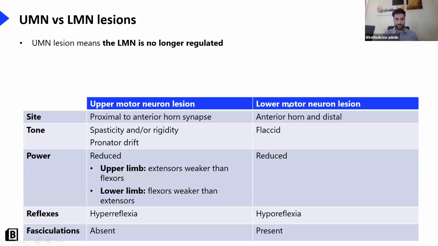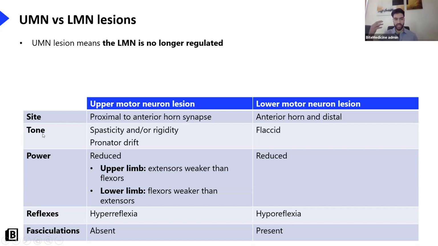Good. So why do we have a difference in this pattern of disease? Why in upper motor neuron do we have hyperreflexia, etc., but in lower motor neuron lesions we have hyporeflexia? It's a bit complex, but all you need to really think about is those descending upper motor neurons, they regulate the lower motor neurons. So they control the pattern and the firing of those lower motor neurons. If you knock out the upper motor neuron, that leads to a particular pattern of disease, which is described here on the left. So as we described, the site is proximal to the anterior horn.